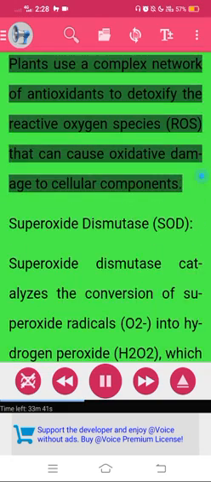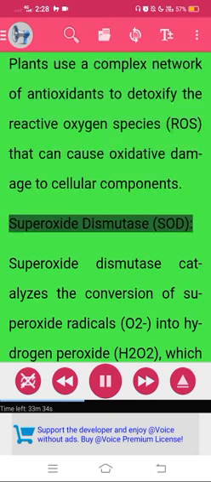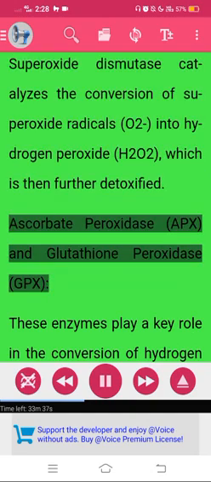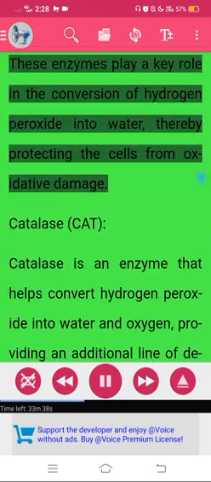2. Antioxidant defense mechanisms. Plants use a complex network of antioxidants to detoxify the reactive oxygen species, ROS, that can cause oxidative damage to cellular components. Superoxide dismutase, SOD. Superoxide dismutase catalyzes the conversion of superoxide radicals, O2-, into hydrogen peroxide, H2O2, which is then further detoxified. Ascorbate peroxidase, APX, and glutathione peroxidase, GPX.